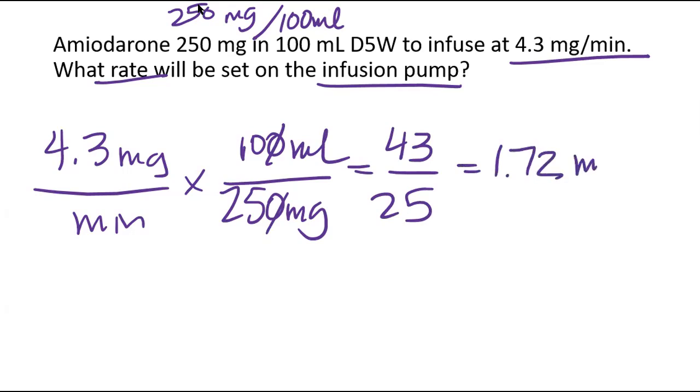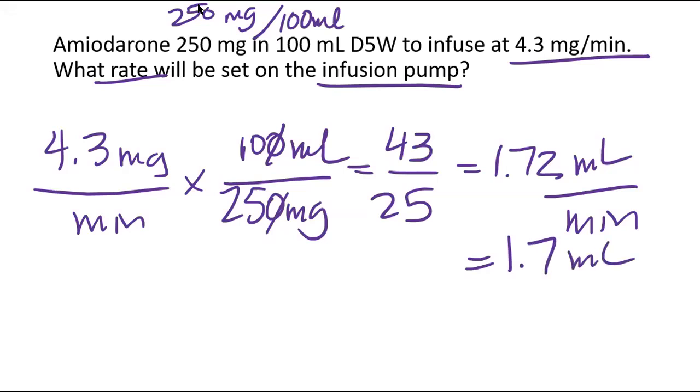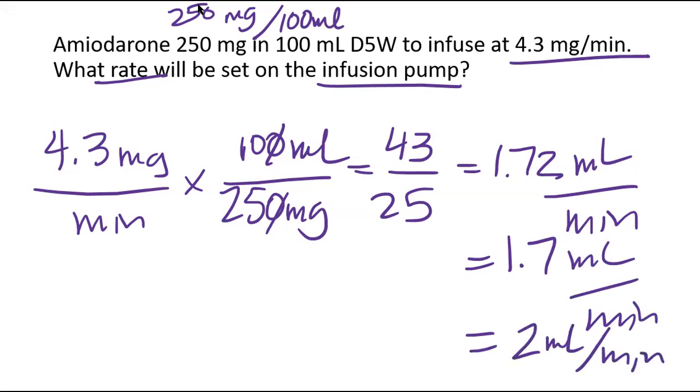1.72 milliliters per minute, or 1.7 milliliters per minute, or 2 milliliters per minute. If you have to do hours, just multiply whichever one you want. All these are correct answers. Multiply it by 60 minutes over an hour, and then you've got your hourly rate.